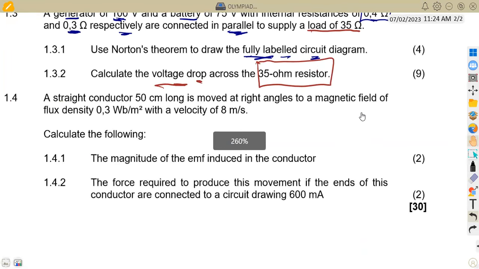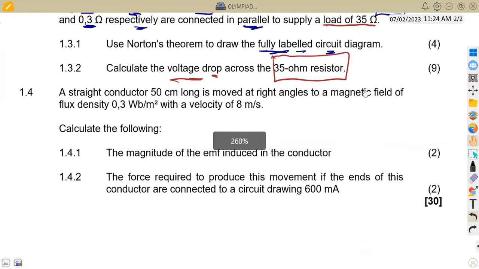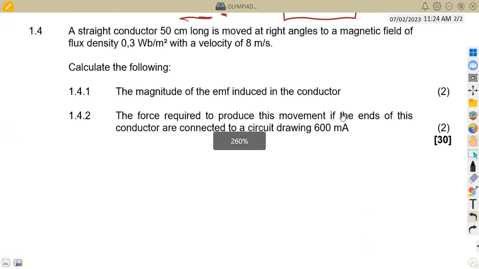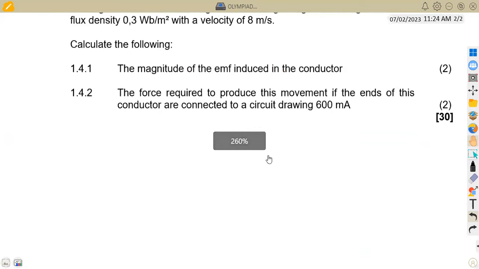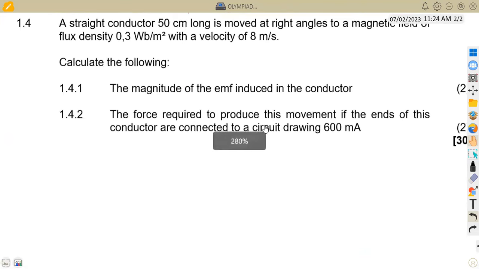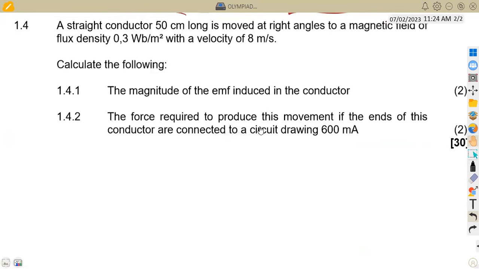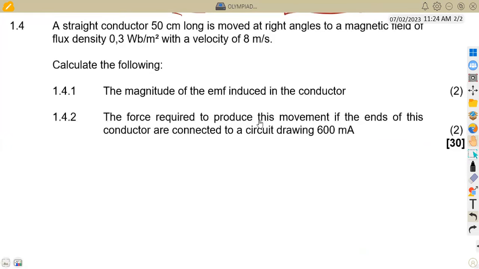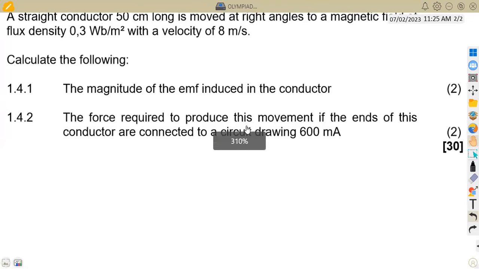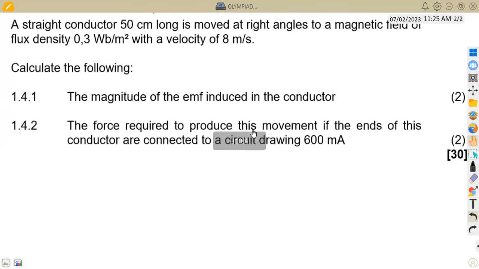All right, let us check 1.4. We have got our magnetism concept. All right, so let us check on our magnetism here. All right, so that's too much. We are given, in this case, a straight conductor, 50 centimeters. All right, so let me just try to push this side so that I can increase a little bit so that we properly see. Okay, I think this will be enough.